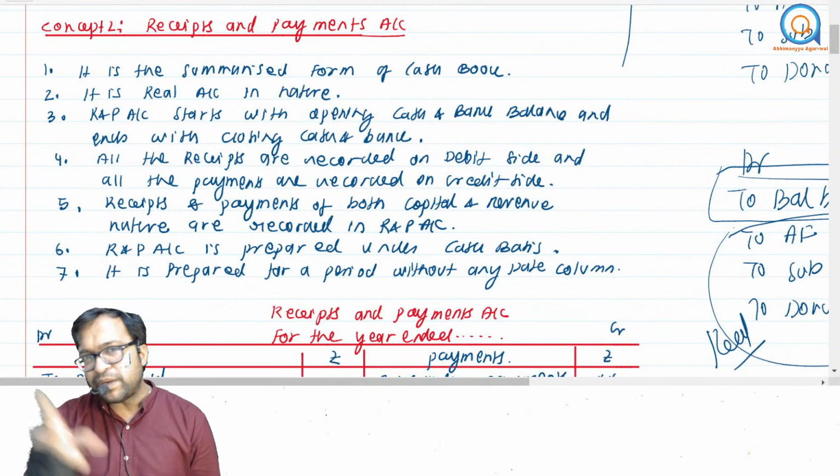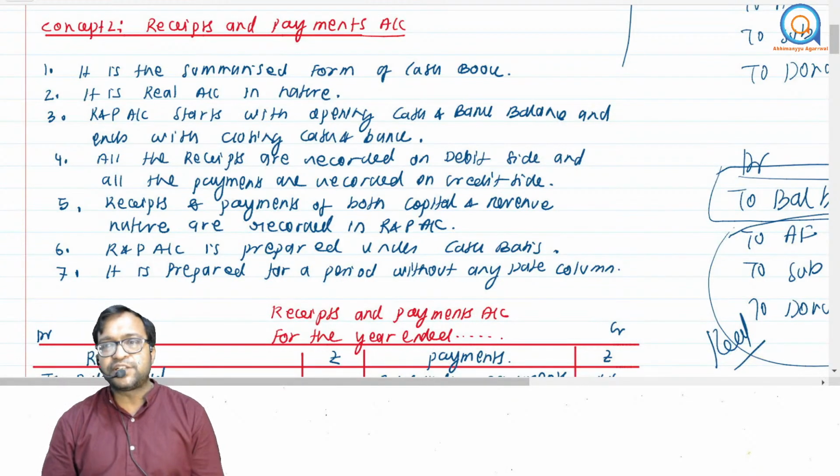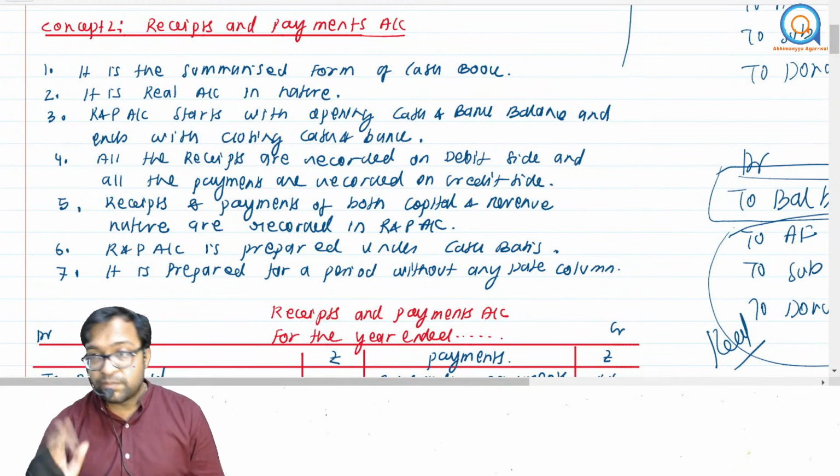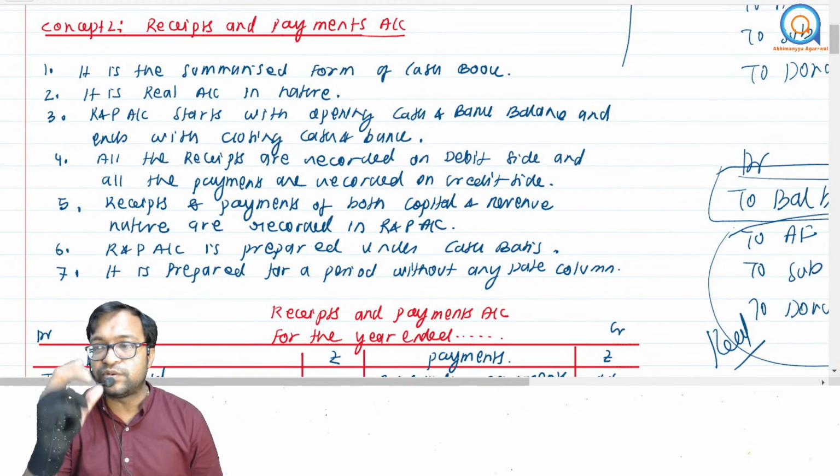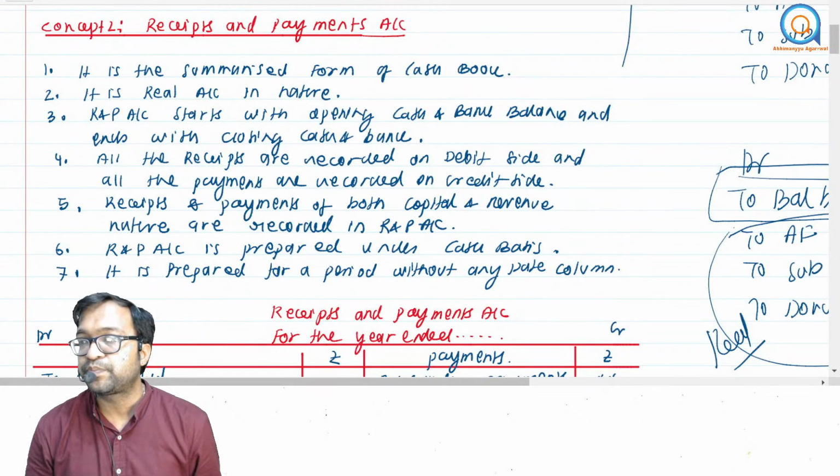And receipts and payment account is always prepared on cash basis. But there will be no date column because it is prepared. It is summary of cash book at the end of the period, sir.